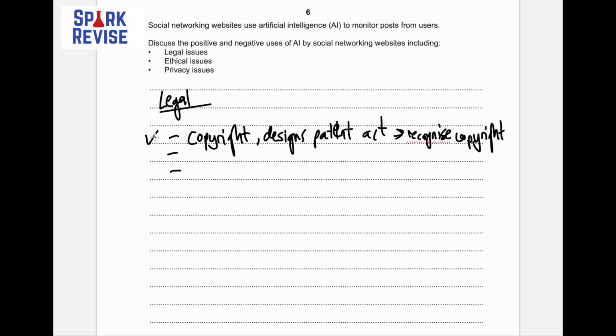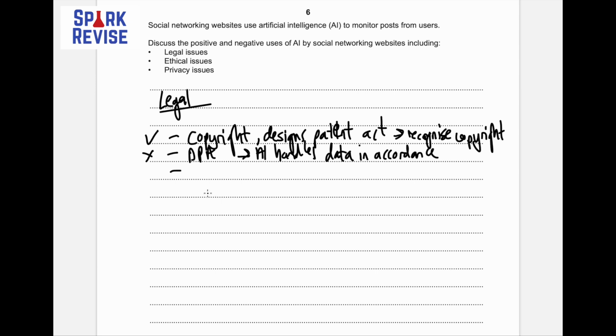We've got a negative, DPA. We've got to make sure that AI handles data in accordance with it. So you can talk a bit more about DPA. So are we storing it properly? Are we using it properly? Is it getting shared anywhere? You know, how is this data being used?